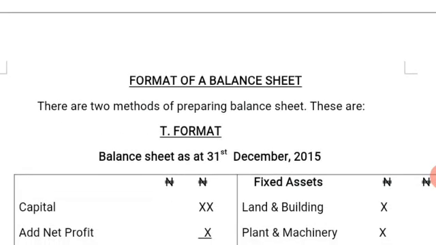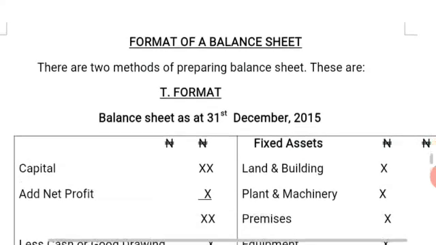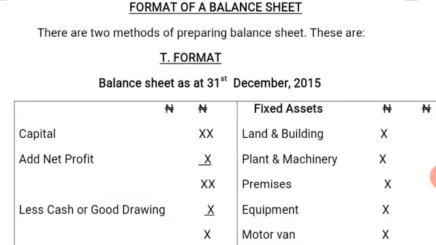Now, having explained all the particulars of a balance sheet, we need to briefly look at the format of a balance sheet before we start illustrations on how to prepare a balance sheet. So for the format, we take the two methods, because we have two methods of preparing a balance sheet: the conventional method, which is popularly known as the T format method, and the vertical method.